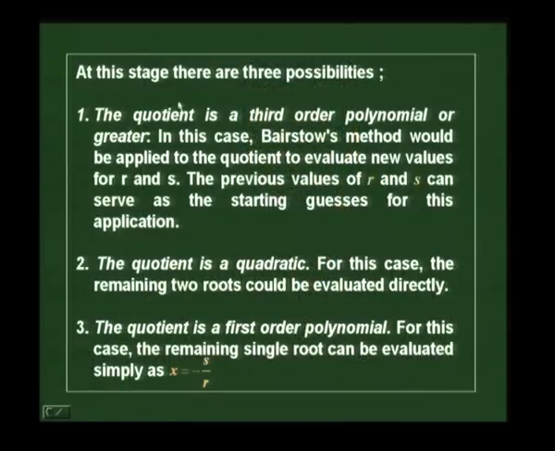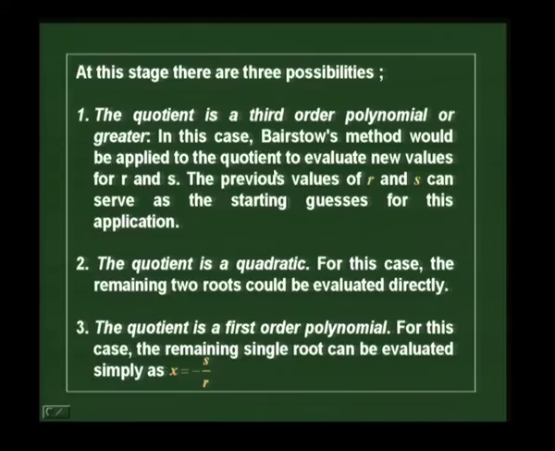So, we can continue this till we determine all the roots. Once we have done one loop, there are three possibilities left. The quotient is a third order polynomial. If we continue this loop, finally if you started with an odd number, we will reach a third order polynomial.